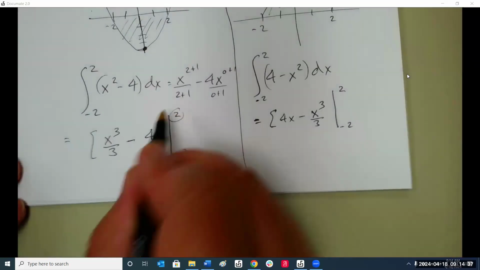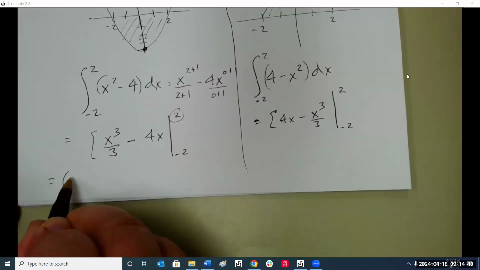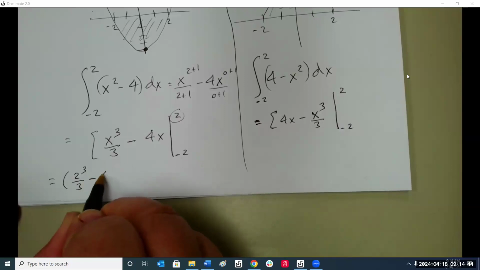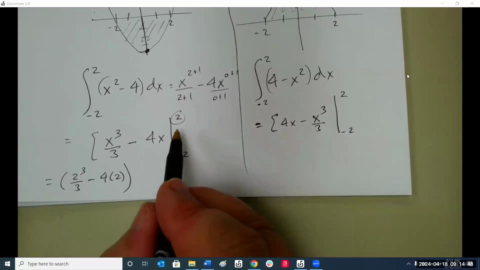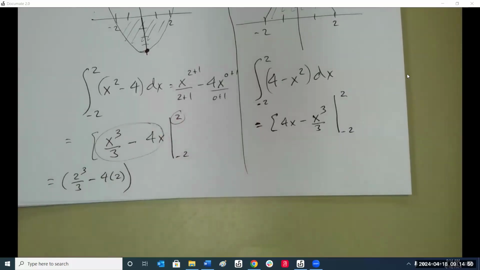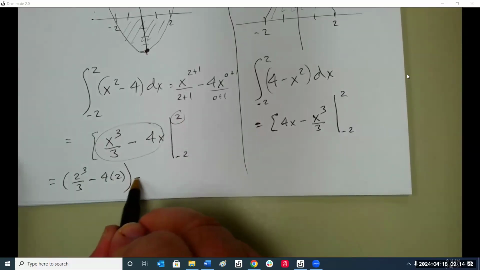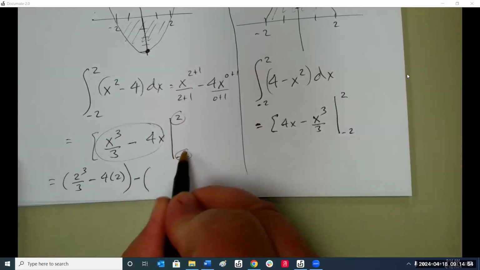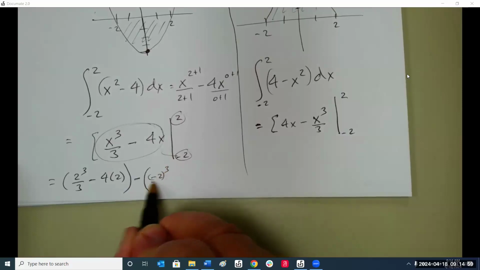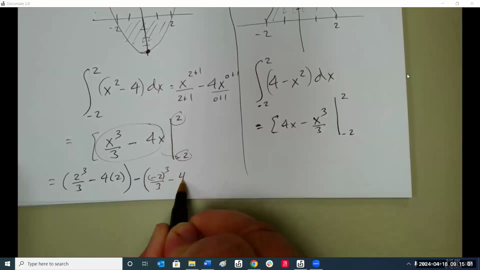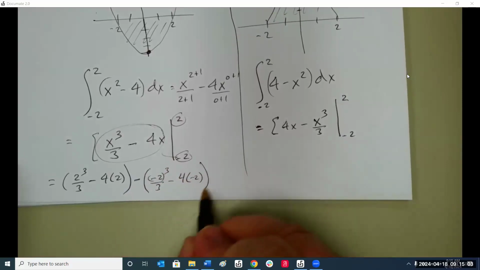So now we start with the top number. So we have 2 cubed over 3 minus 4 times 2. I take this number and put it in for both x's in there. Minus, now I take this number and put it in for both x's. -2 cubed over 3 minus 4 times -2.